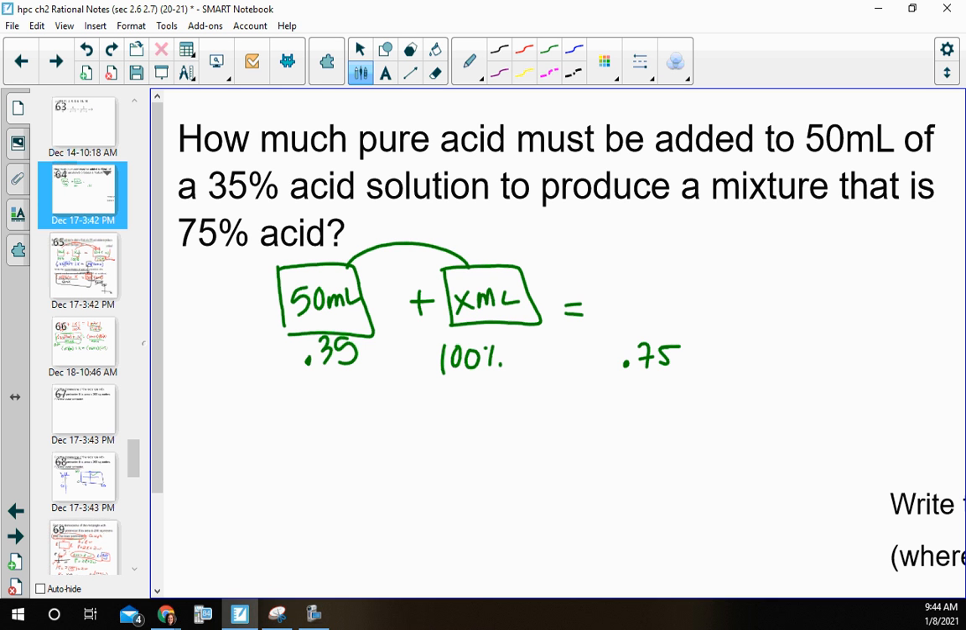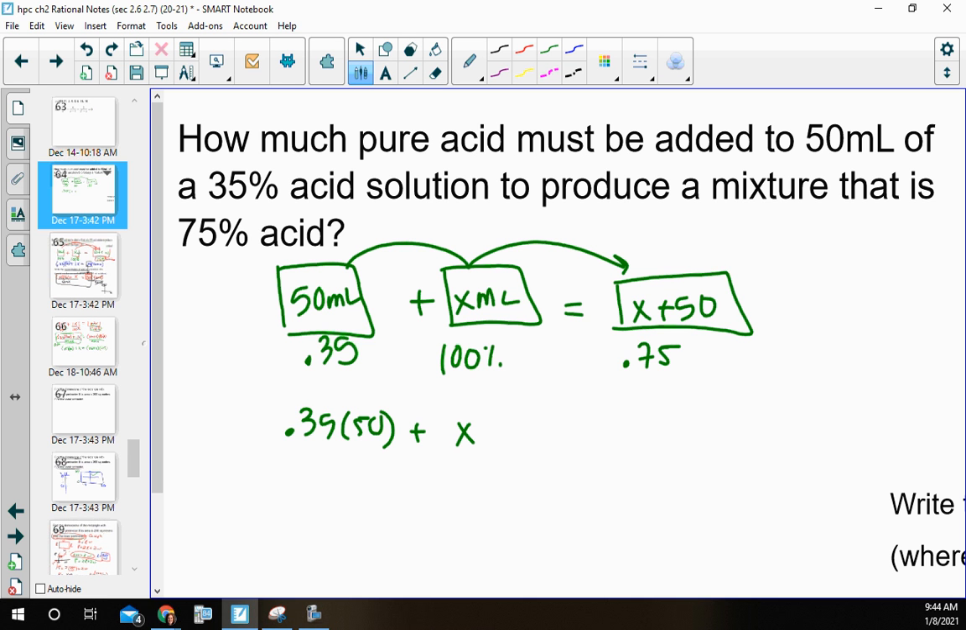But I know if I add these two, I get this one, so I'm going to put X plus 50 on this one. If I was actually writing the full equation for this, I would be doing 0.35 times 50 plus X times my 100%, so 1, which really doesn't change that, and then my 0.75 times X plus 50. Then I could go ahead and distribute and solve this one.